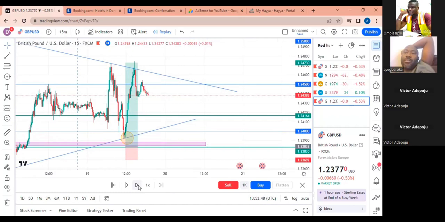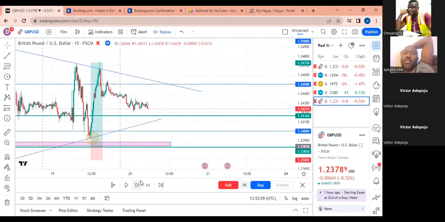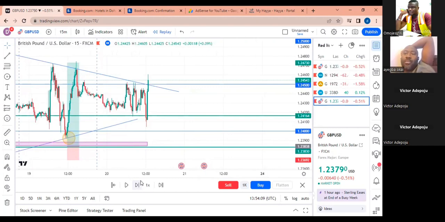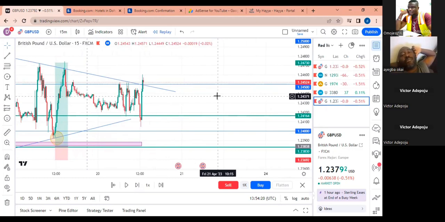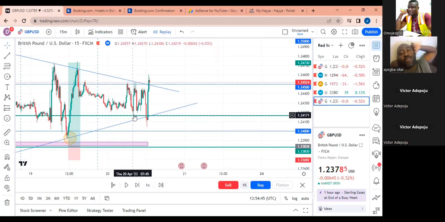The market, this is Thursday. This is Thursday morning. The market has just been ranging. This is around 1 p.m., 8 a.m. All right, do we all understand how we got this, or is there any question, please? Yes, we do. Okay, so we continue.